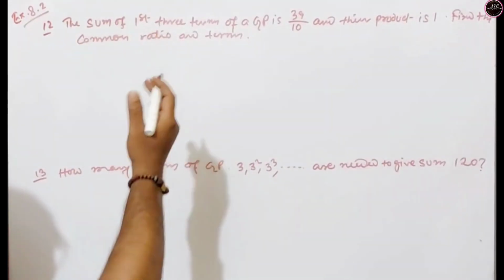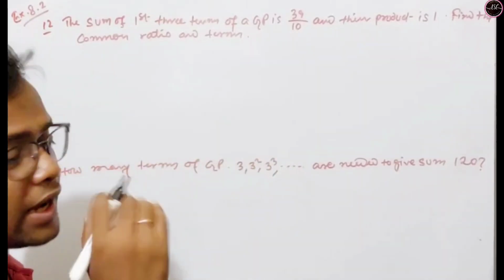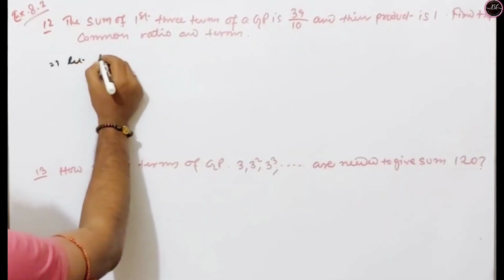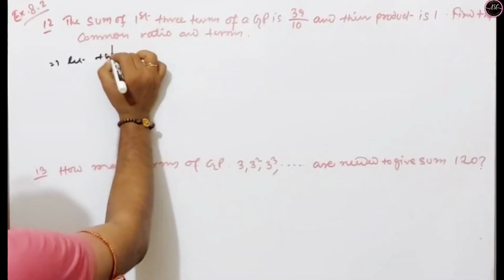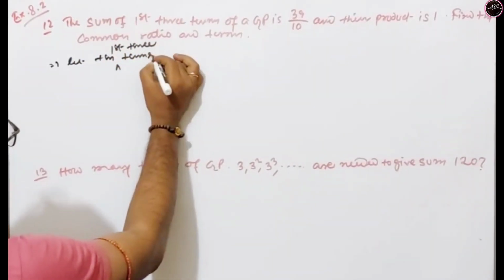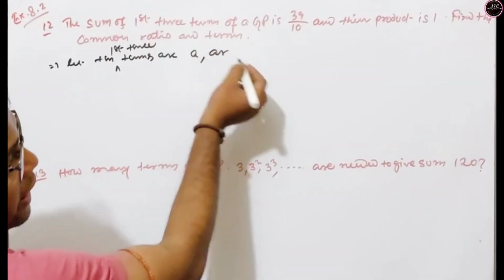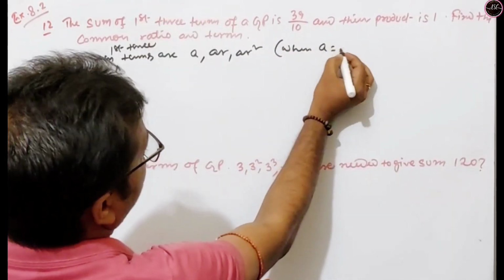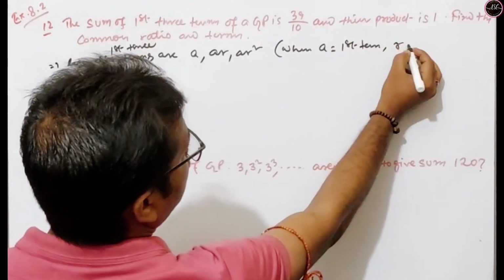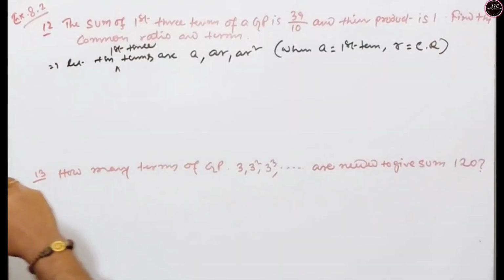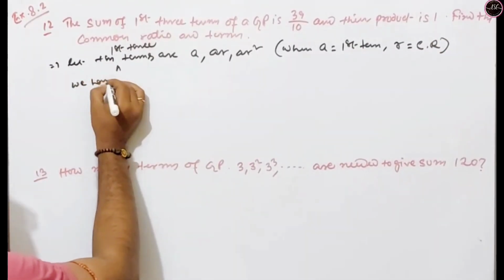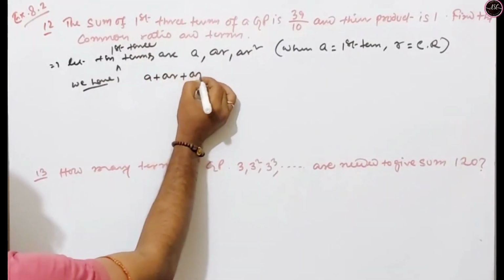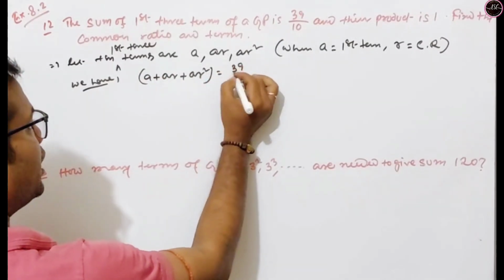Look at this question. The sum of the first 3 terms of a GP is 39 by 10 and their product is 1. Find the common ratio and sum. So let the first 3 terms be a by r, a, and ar, where a is the first term and r is the common ratio. So we have the sum, that means a plus ar plus ar square equal to 39 by 10.